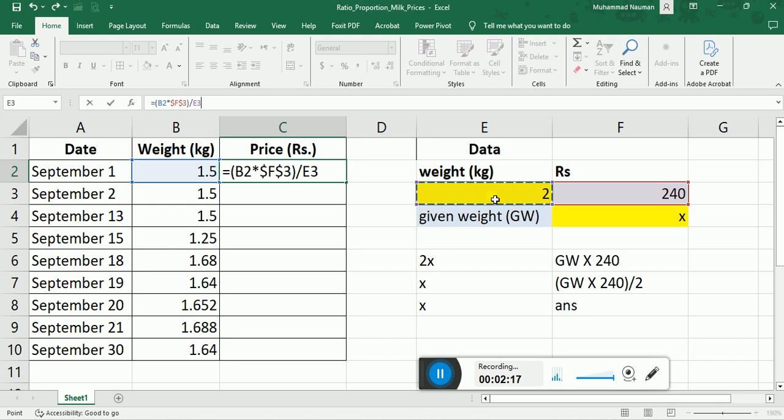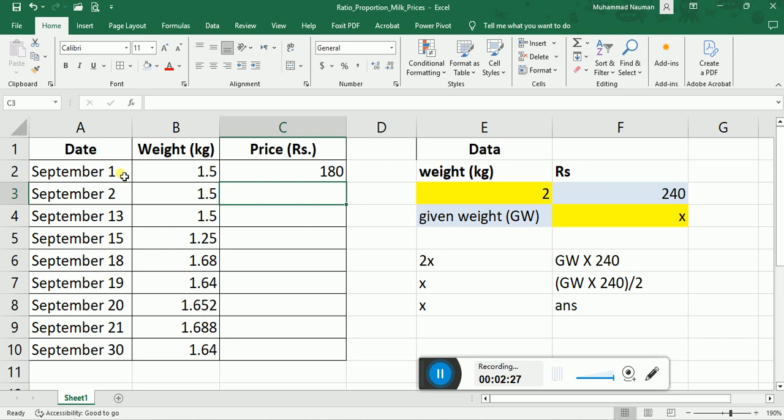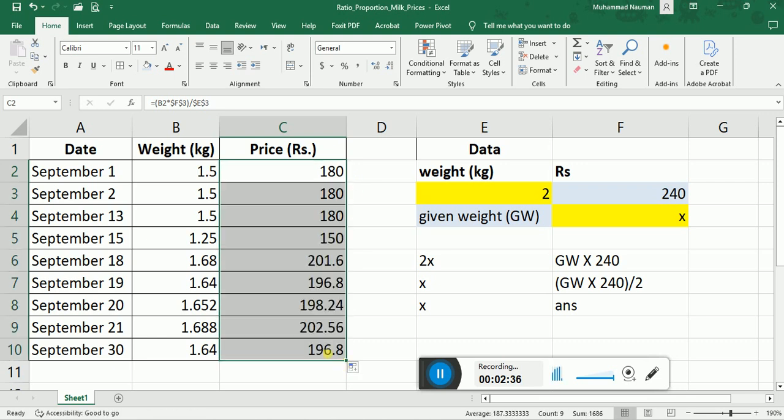To fix this cell, type the dollar sign before and after the E alphabet. Press enter to get the answer. Here is the required answer, and here are the required answers for each entry.